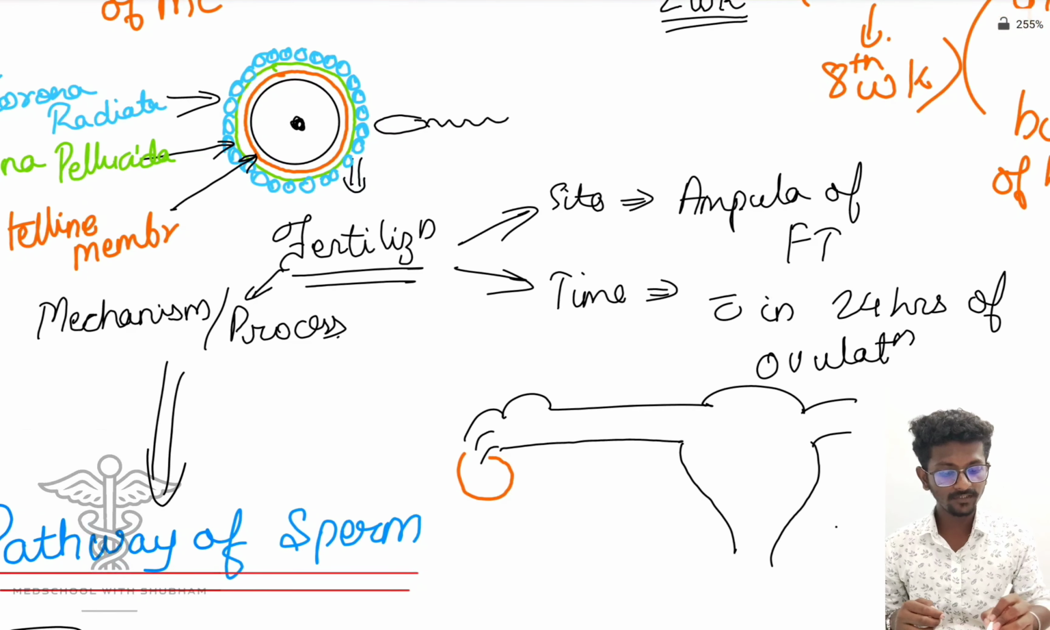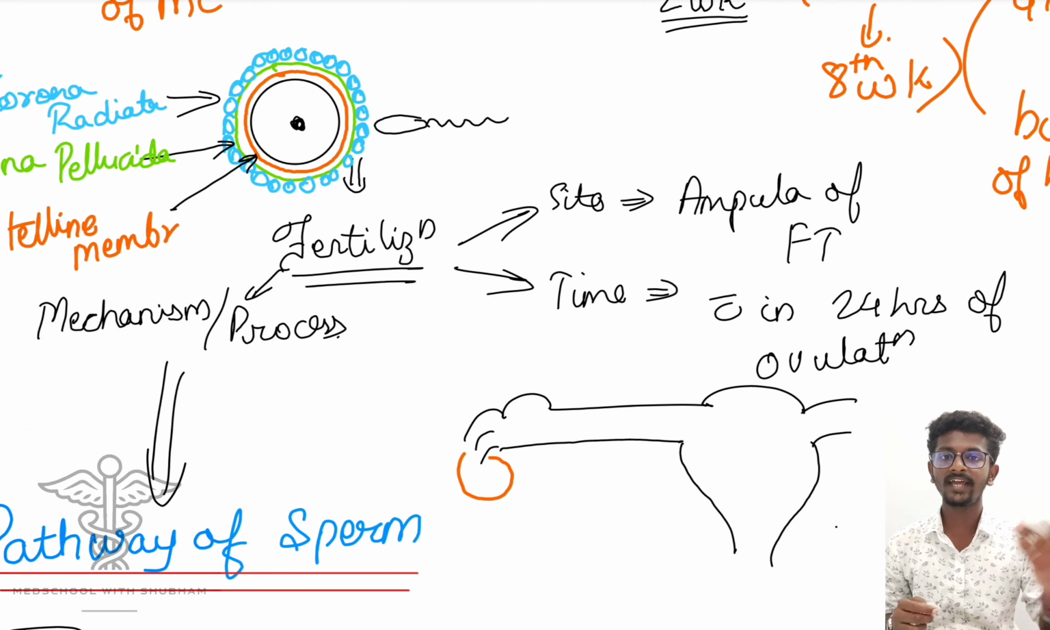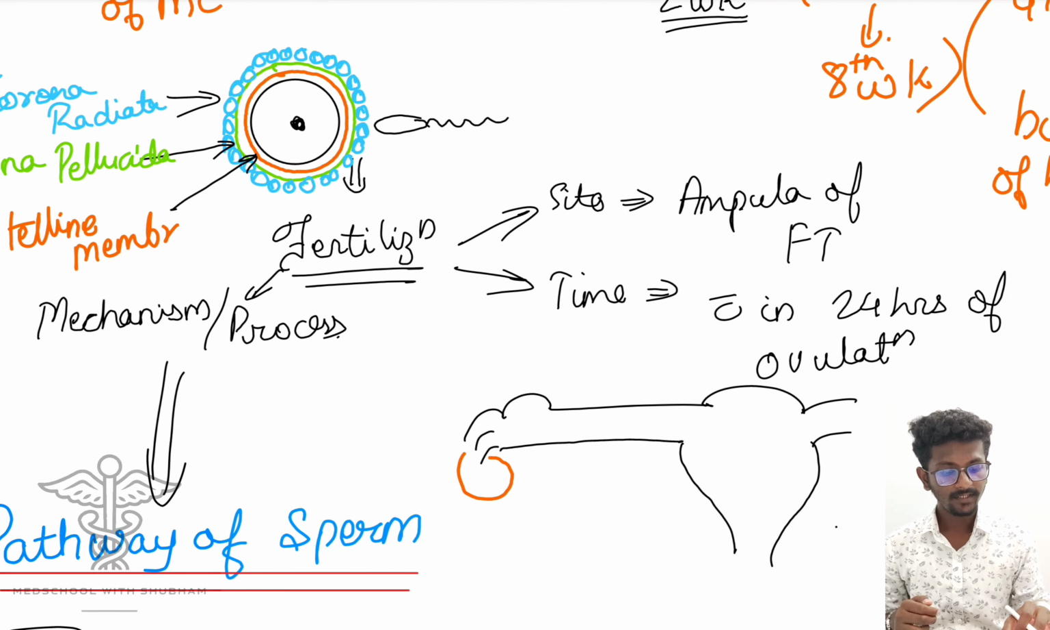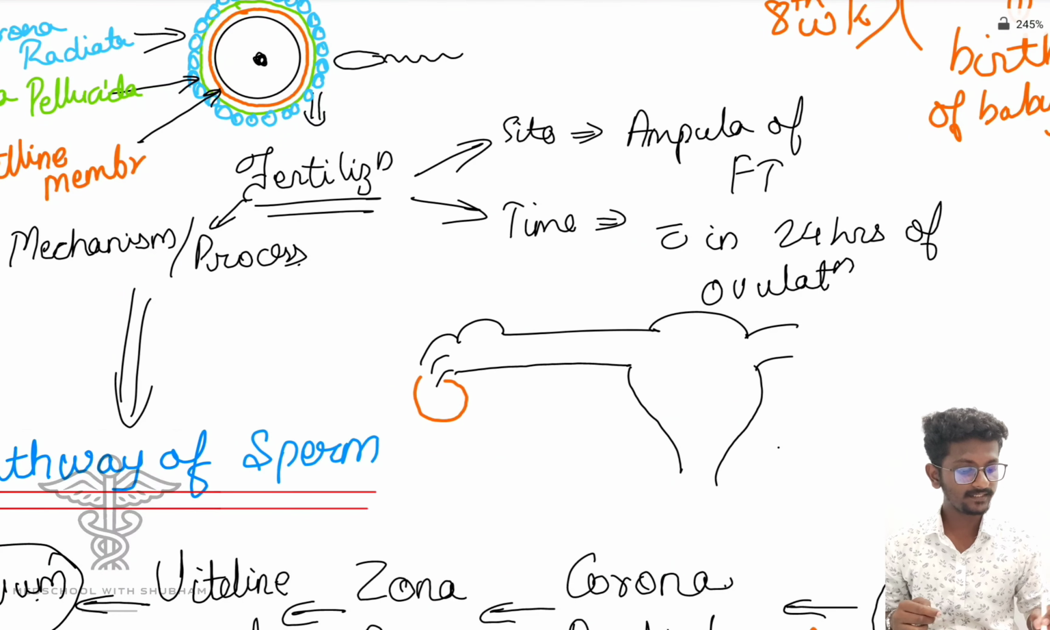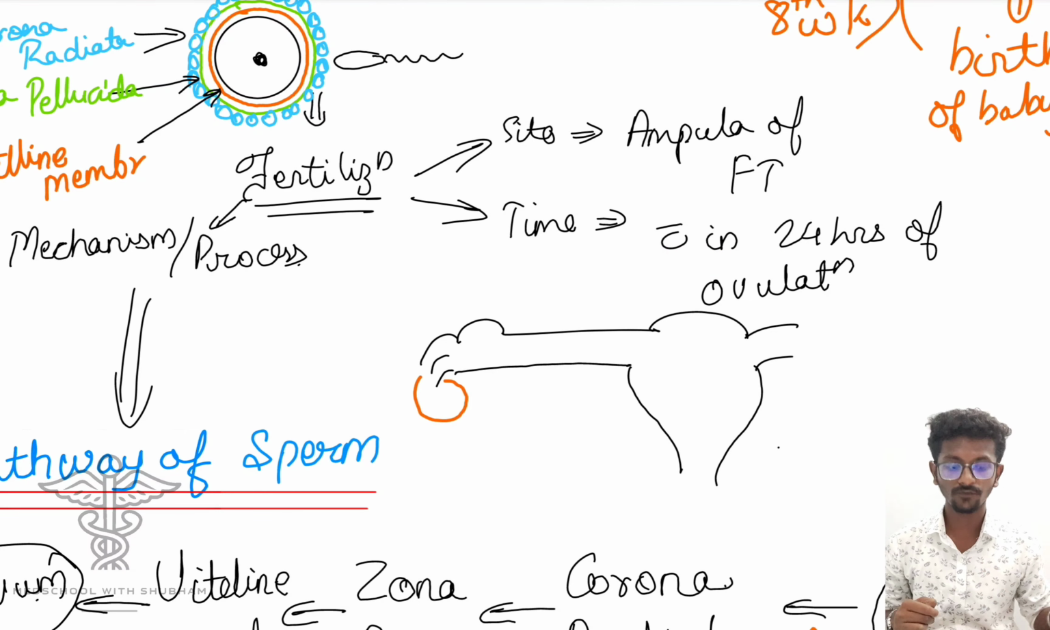Now fertilization, what is the site of fertilization? The ampulla of the fallopian tube, or you can also write the ampulo-isthmic junction. Then what is the perfect time of fertilization? Within 24 hours of ovulation.